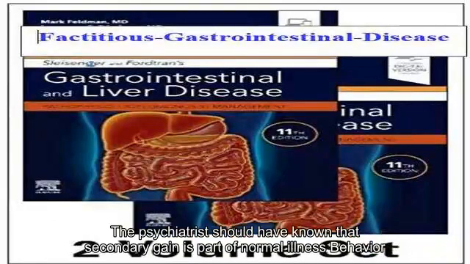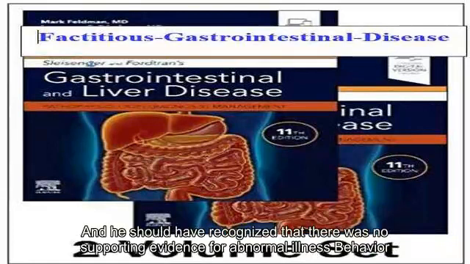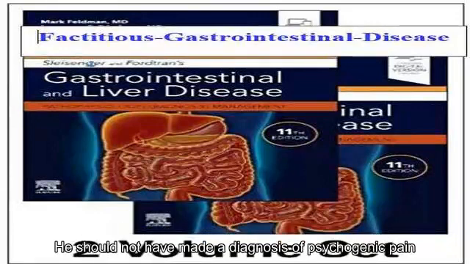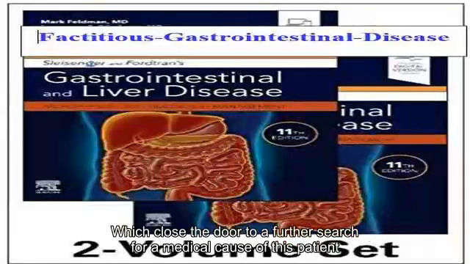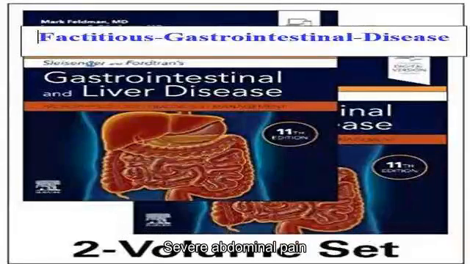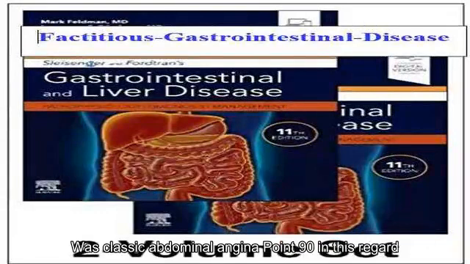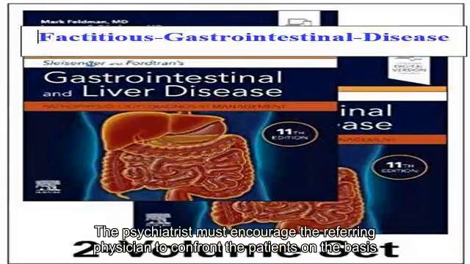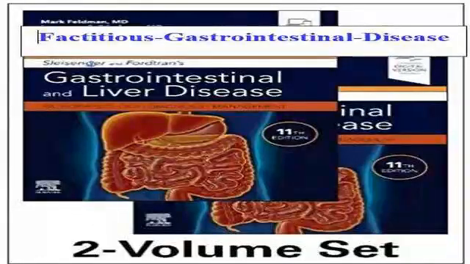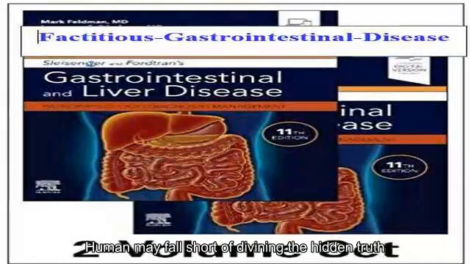Second, the psychiatrist should have known that secondary gain is part of normal illness behavior, and he should have recognized that there was no supporting evidence for abnormal illness behavior. He should not have made a diagnosis of psychogenic pain, which closed the door to a further search for a medical cause of this patient's severe abdominal pain, which was classic abdominal angina. In this regard, the advice of Nadelson rings true: "The psychiatrist must encourage the referring physician to confront the patient on the basis of clinical evidence, recognizing that the psychiatrist's own diagnostic acumen may fall short of divining the hidden truth."